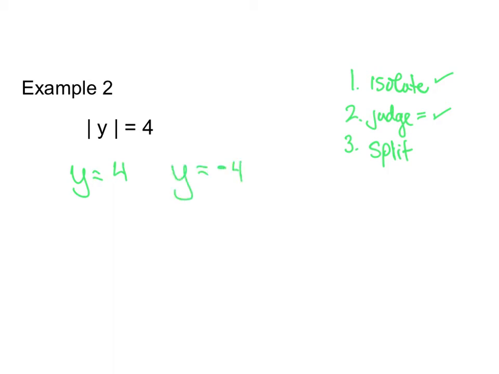On these 2 equations, do we need to solve anything? Nope. We just have positive 4 and negative 4 as our answers. And again, you're going to put the smallest number in first, larger after that.